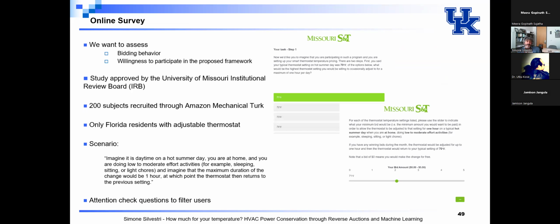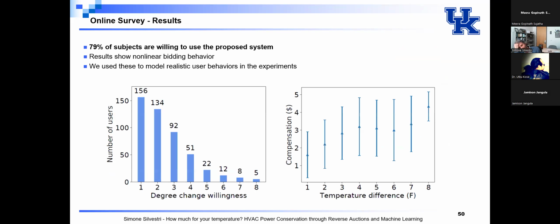Also, we have done some online surveys to see how users would first be interested in engaging with this type of energy management system, but at the same time, how users would bid. And we have used 200 subjects on Amazon Mechanical Turk. So it's actually interesting to look at the results of the survey. We have 79% of subjects that are willing to engage in this system, which is promising. But the bidding behavior is not linear and it's not uniform.